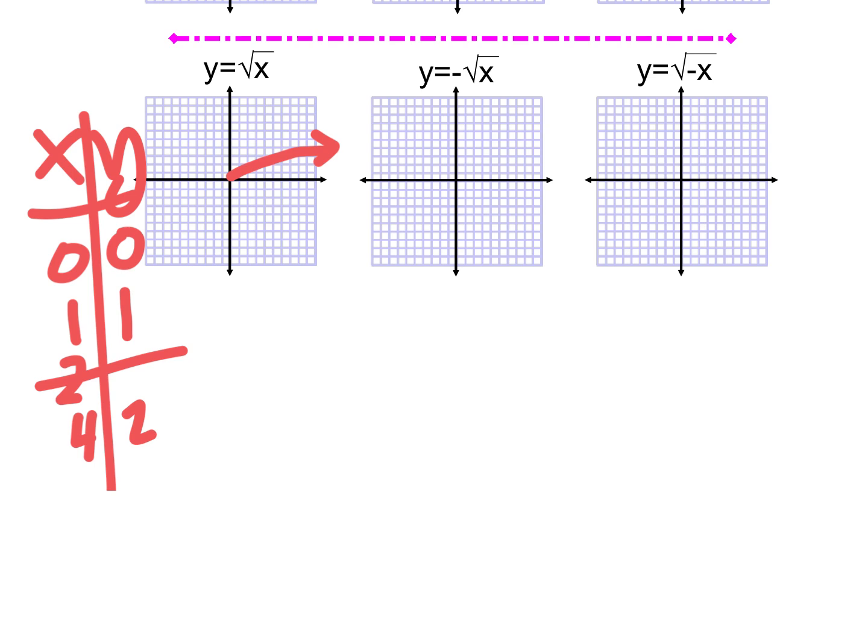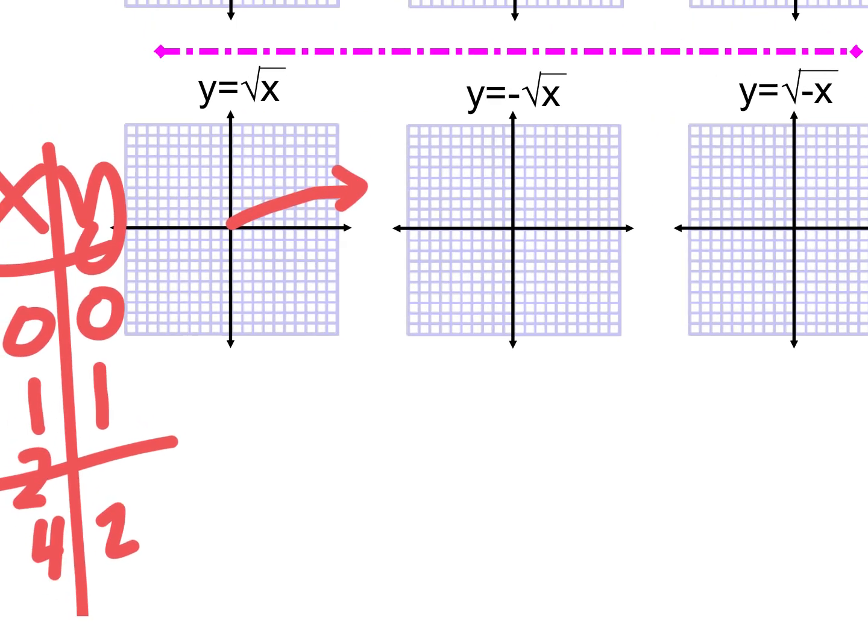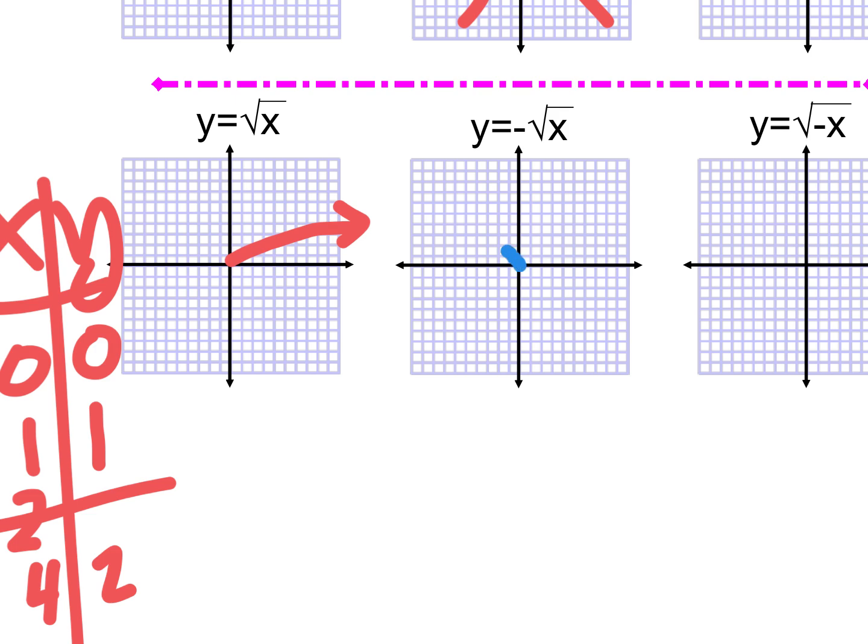About a negative on the outside, would that matter? It would. It'd be a horizontal flip. Draw what you think it looks like. Horizontal reflect. Like that. Okay?